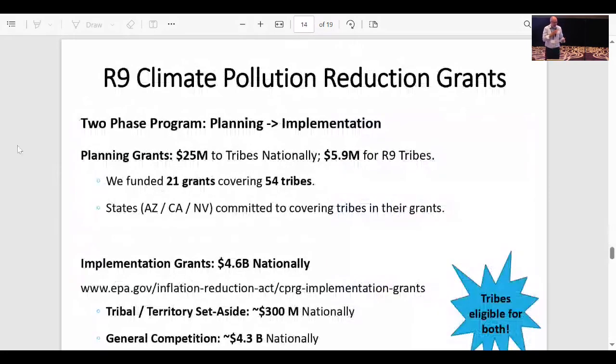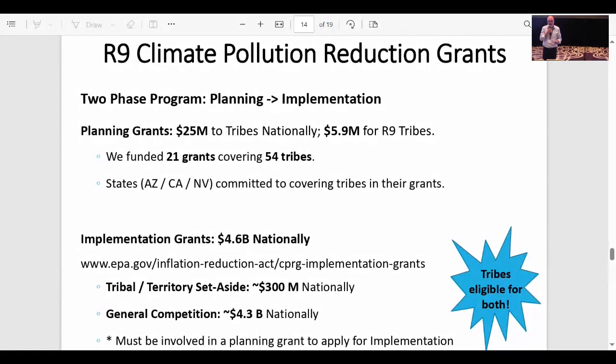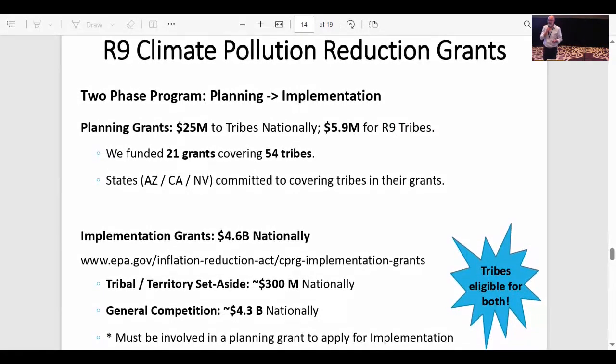Thank you. So this notice of funding opportunity for the implementation grants is out. I'm not going to say anything that's not on the website, but I do want to make a couple points that are very clearly on the website. I looked yesterday. So it's a $300 million tribal set aside. Actually, I'm jumping ahead. It's actually a two-part program. So the very first part was the planning grant.